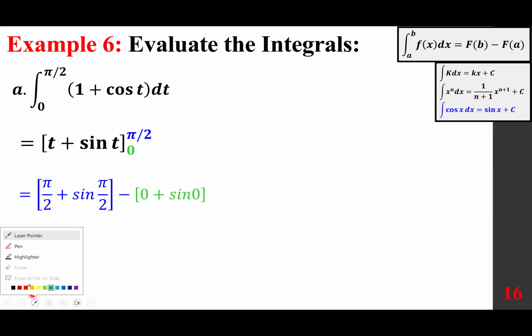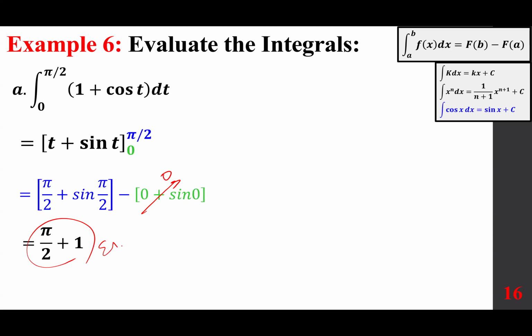Obviously, this goes to 0 because sine of 0 is 0. So pi over 2 plus sine of pi over 2 is 1. And again, we have an exact answer.